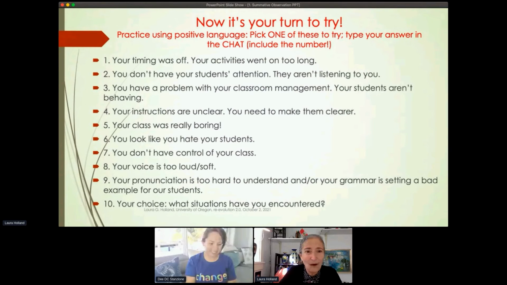Okay, Elena does number 1. Your timing was off. Your activities went on too long. Or, more positively, this activity took 50 minutes. Thank you. That is beautiful. Fact-based. And then you can have a conversation about this activity took 50 minutes. What do we think? Do we think that was the most effective way, or what would you do differently next time? But then we can just take it from criticism to a conversation that helps both of us.